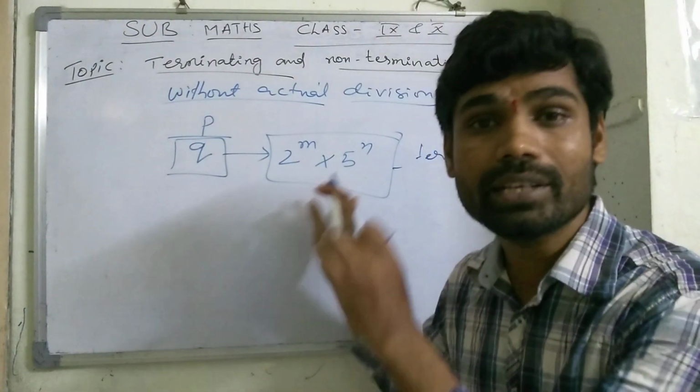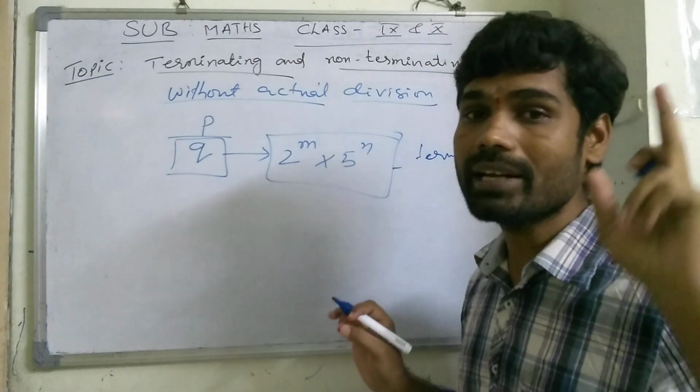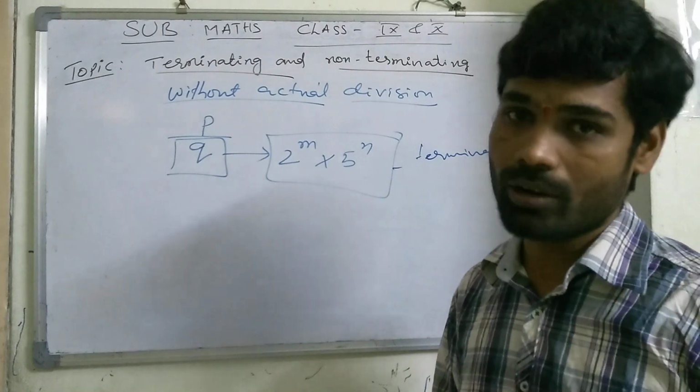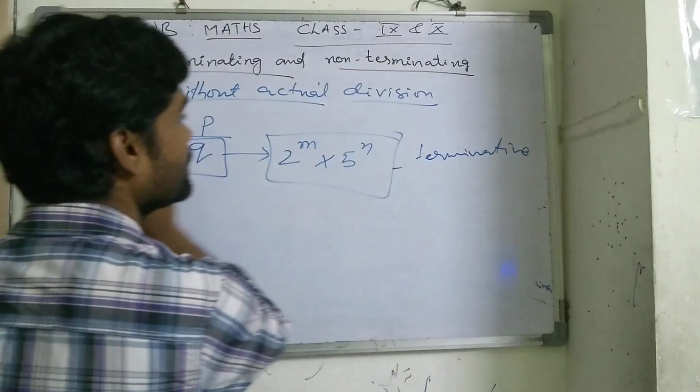When the denominator is not in the form of 2 power m and 5 power n, then what do we say? It is non-terminating. Okay, so let us see one example, then you understand perfectly.